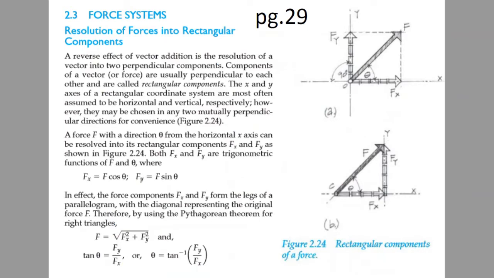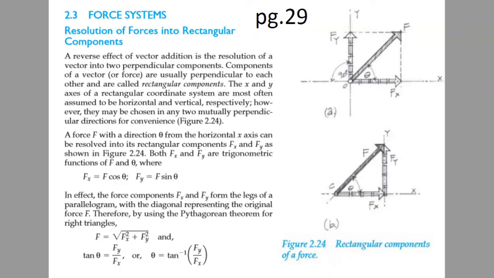We will begin with page 29. 2.3 Force systems. Resolution of forces into rectangular components. A reverse effect of vector addition is the resolution of a vector into two perpendicular components. Components of a vector or force are usually perpendicular to each other and are called rectangular components. The x and y axes of a rectangular coordinate system are most often assumed to be horizontal and vertical, respectively. However, they may be chosen in any two mutually perpendicular directions for convenience.